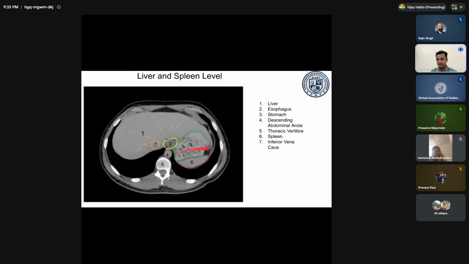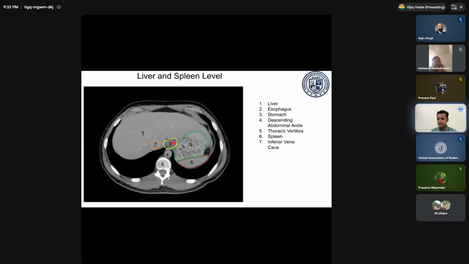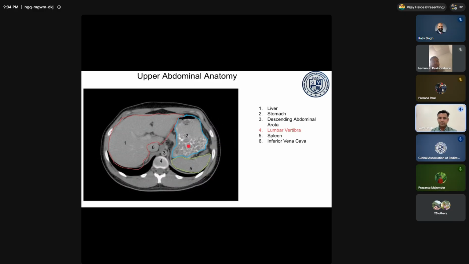So at this level, we can clearly see the spleen and the liver. Below that, there is the inferior vena cava. Second one is the esophagus. This is the esophagus and stomach junction. From now onwards, we will not be able to see the esophagus. This is the last slice. This is the stomach. This slice demonstrates the transition into the lumbar vertebra. The lumbar vertebra will start here. Here the spleen is visible. Stomach, we are not able to see the esophagus. This is the liver.